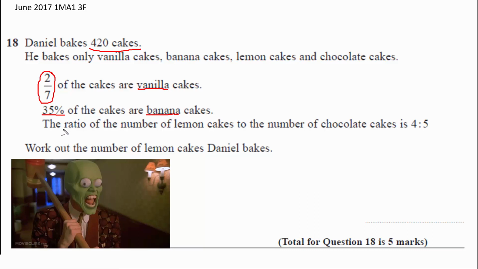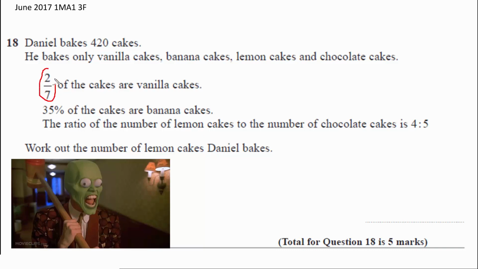And then finally, the last line says the ratio of the number of lemon cakes to the number of my favorite chocolate cakes is 4:5. Work out the number of lemon cakes Daniel bakes. So let's break this question up. Let's start with the first part.